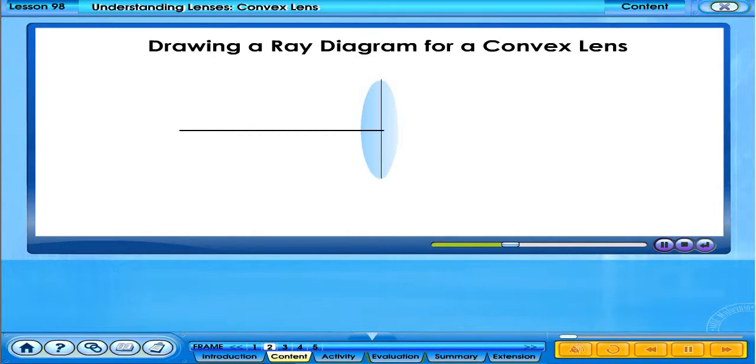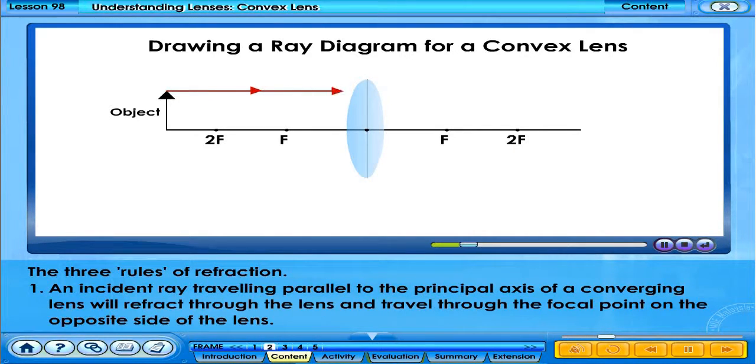Observe the animation. You will see the three rules of refraction for a convex lens. Consider an object as shown. An incident ray traveling parallel to the principal axis of a converging lens will refract through the lens and travel through the focal point on the opposite side of the lens.